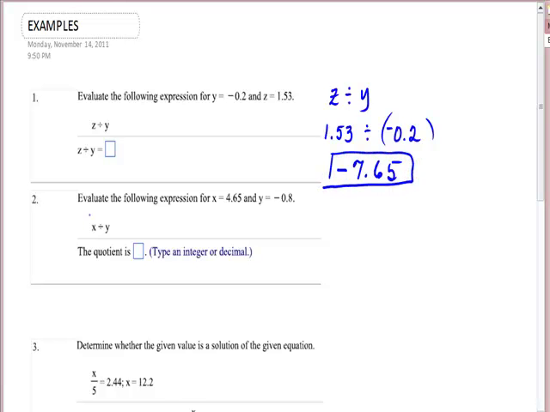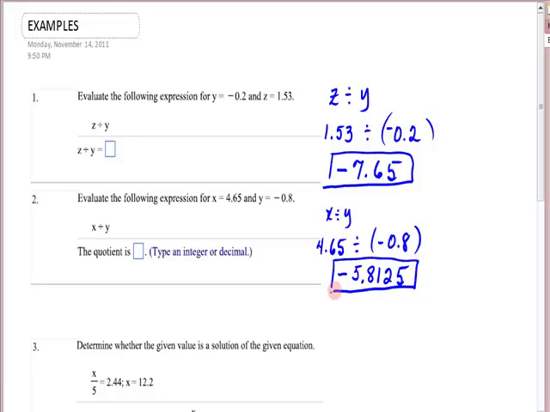The next one, I have x divided by y. So I have 4.65 divided by negative 0.8. Again, it's a negative divided by a positive, so it's going to be a negative quotient. I have 4.65 divided by 0.8. It doesn't say anything about rounding, and I get negative 5.8125. I did not ask my calculator to take care of the sign. I did that. I just let it do the division for me.